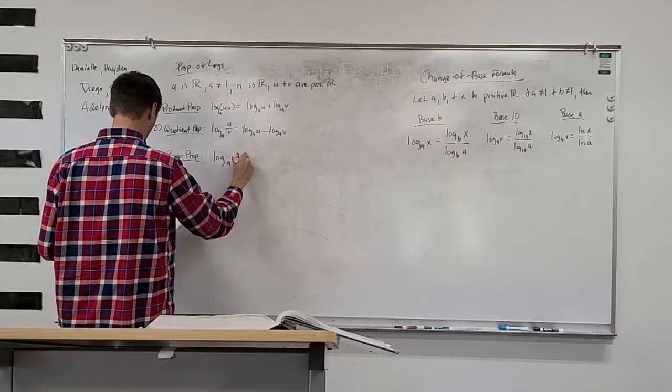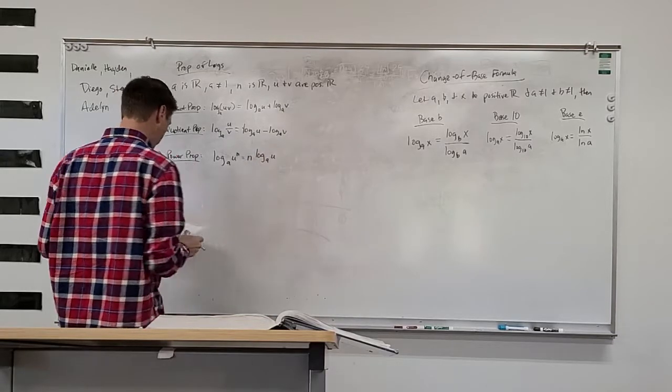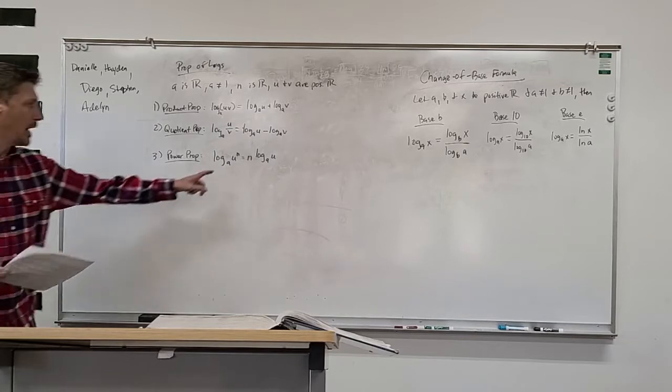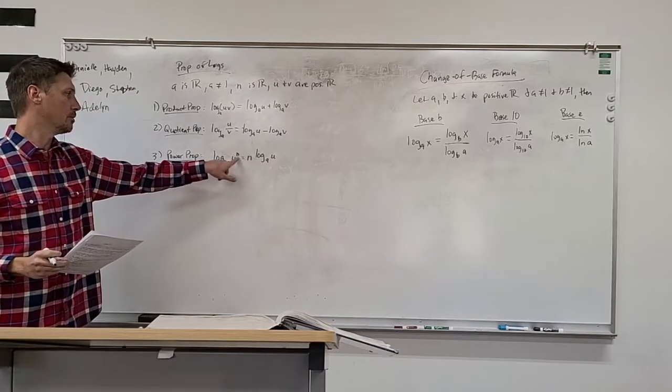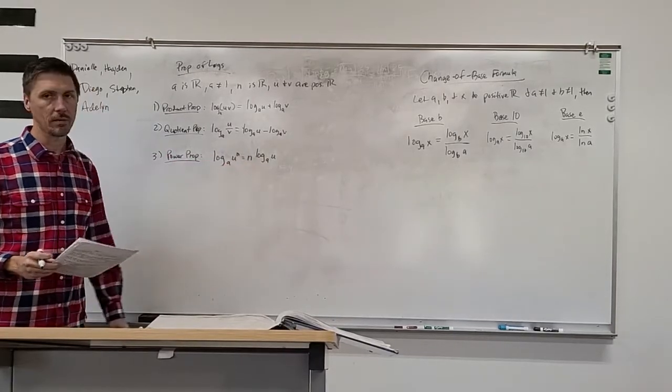Log base a of u to the n equals n log base a of u. So if you've got something raised to a power of n here, then you can take that power and move it to the front and multiply the whole log times that power.